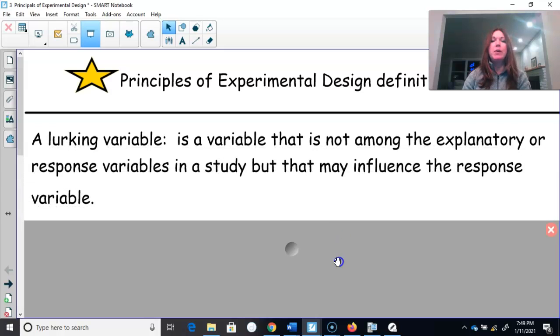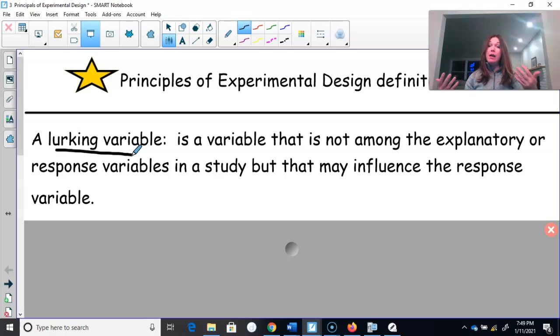Okay, the first definition we have is something called a lurking variable. A lurking variable is a variable that is not among the explanatory variable or response, but may influence the response variable. We've talked about this already. So in the previous video, I talked about sleep, and I talked about how that could affect our grade.